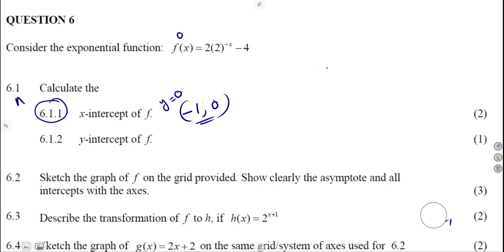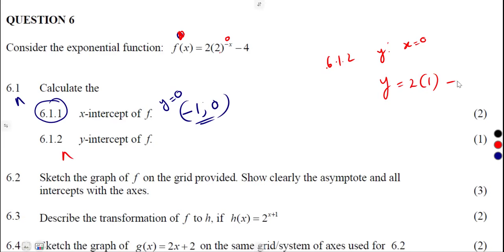Then the y-intercept, just like the previous case, for the y-intercept we do understand x is equal to 0. So this time in place of x we put a 0. So y is equal to 2 times 2 to the exponent of 0, which is 1, minus 4. So that's going to be 2 minus 4, which is minus 2. So that's the y-intercept, 0, minus 2.